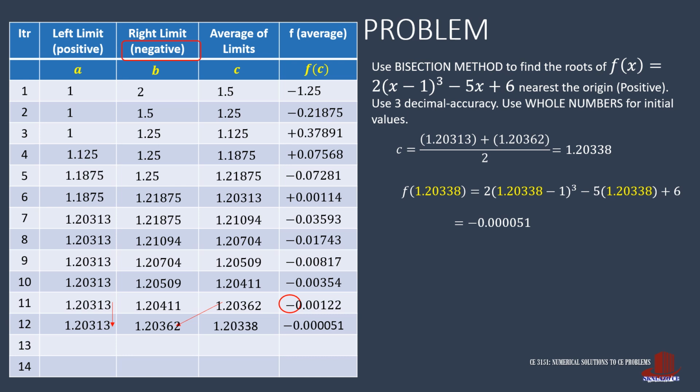0.000051. If this is rounded to the required accuracy, it will show 0.0001, which still conforms with the requirement. So we can say that the root is 1.20338.